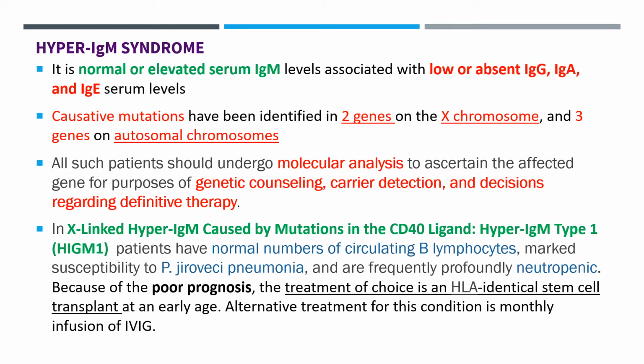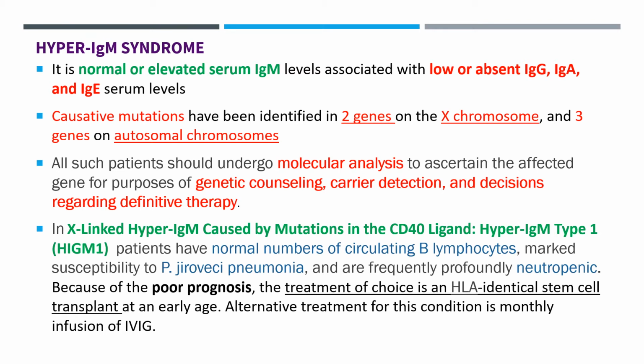In the exams, I noticed that they like the X-linked ones, especially the first type, which is X-linked hyper IgM caused by mutations in the CD40 ligand. Okay, so let's continue. All such patients should undergo molecular analysis to ascertain the affected gene. Why should we know the cause or how it is inherited? For genetic counseling, for carrier detection, for decision regarding definitive therapy.